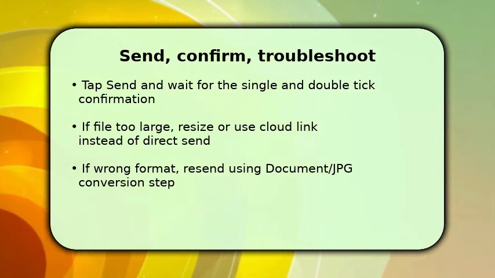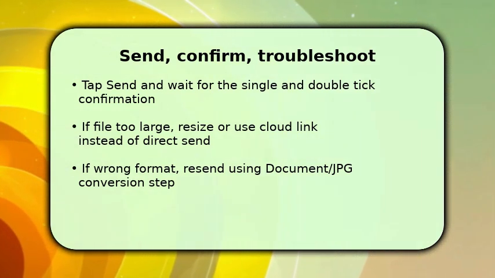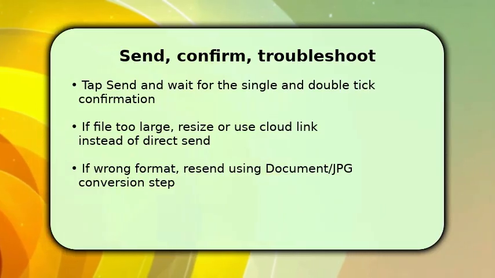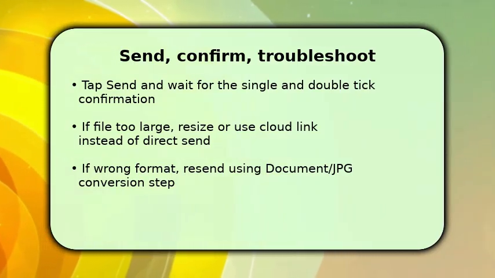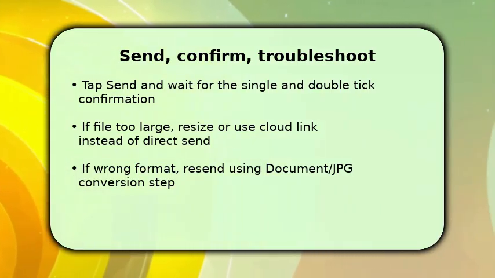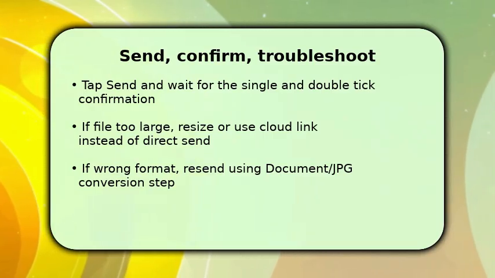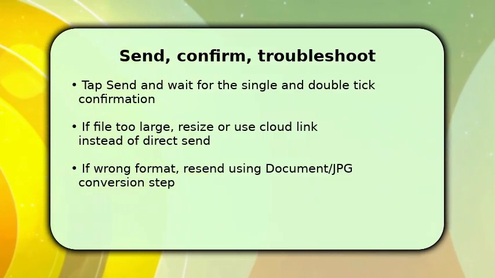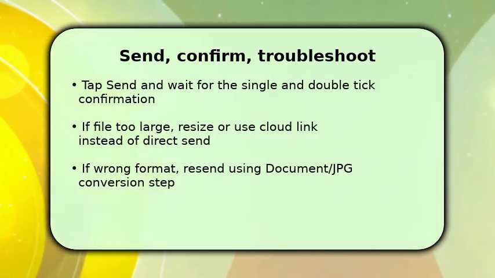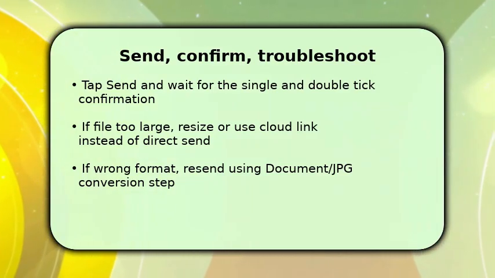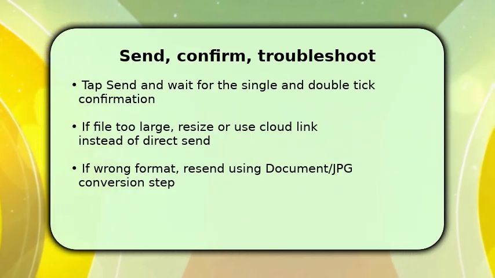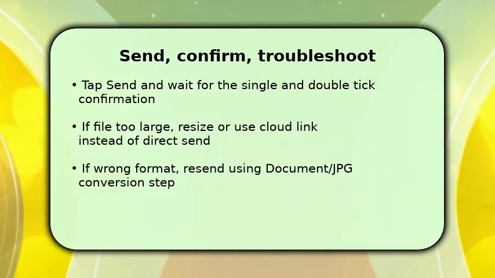If the file fails due to size limits, compress the image slightly or upload the JPG to a cloud drive and share the link instead. This avoids aggressive recompression. If the recipient sees a different format, resend using the document option or convert the file explicitly to JPG and repeat the attached steps. If problems persist, restart WhatsApp and retry to clear transient issues.